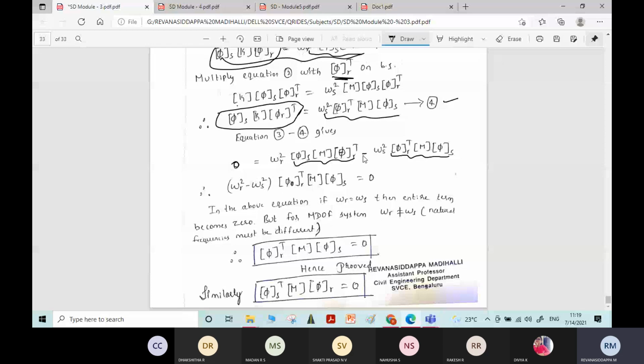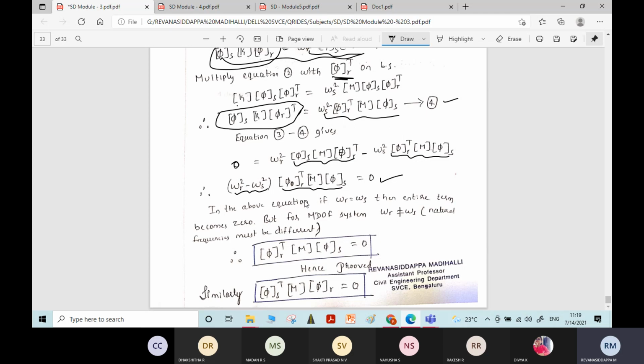After getting this equation, here this omega r and omega s cannot be the same value. They will be different values, because natural frequency 1, natural frequency 2, always have different values. If you take a 3-story building, in no condition will they be equal. They will be different only, therefore this term cannot be equal to 0. Therefore we can take the other term equal to 0.